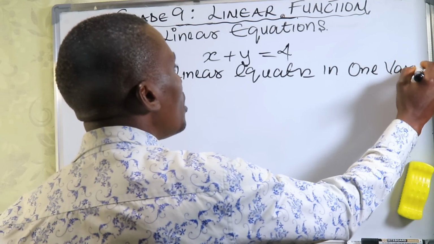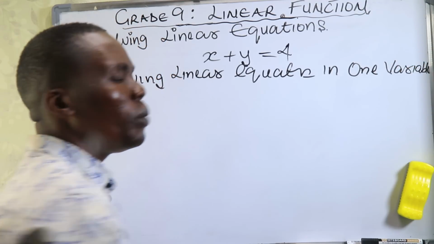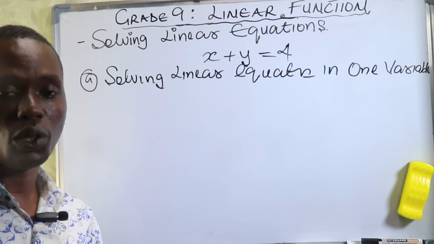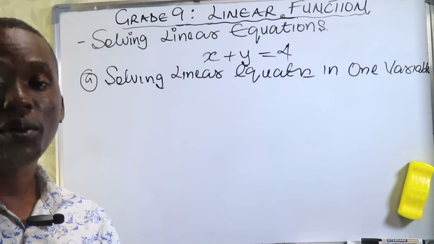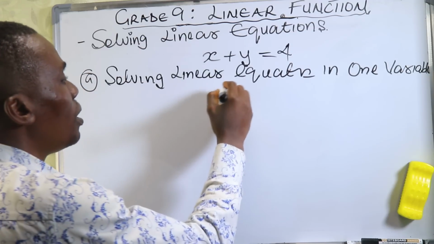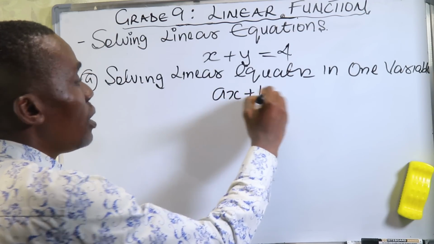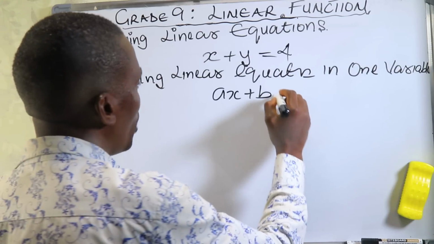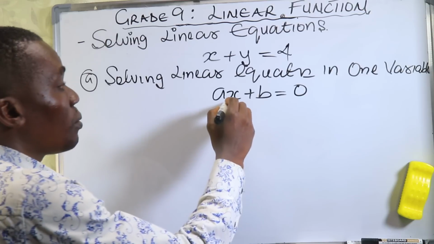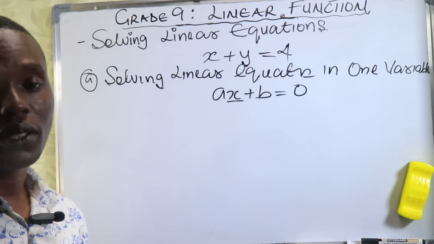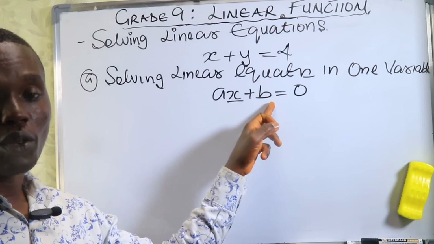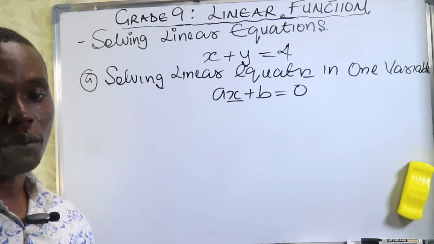Now, in solving a linear equation in one variable, all we simply need to do is to find the value of that variable in that equation. A linear equation in one variable is a degree 1 equation, and it is usually written in the form ax plus b equal to 0, or equal to any constant. In this kind of equation, we're asked to find the value of the variable x, where a is a non-zero number, b is a constant, and x is a variable.